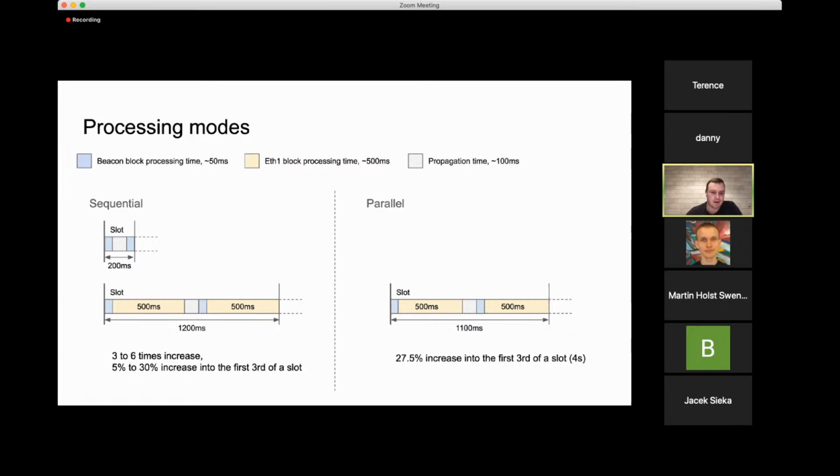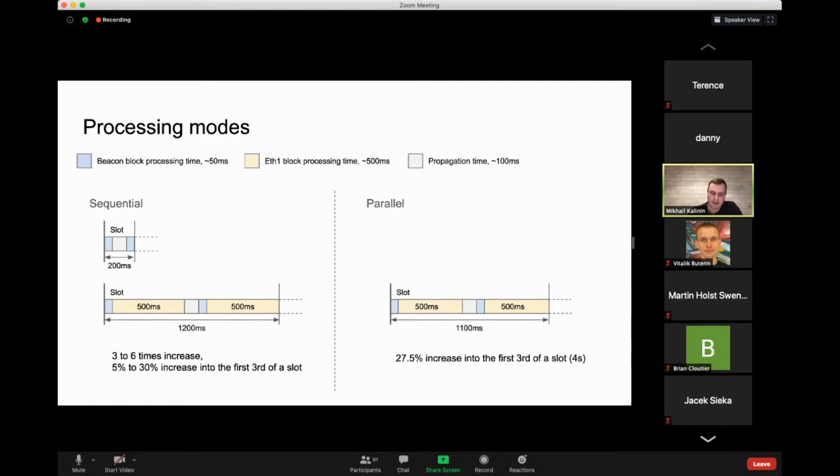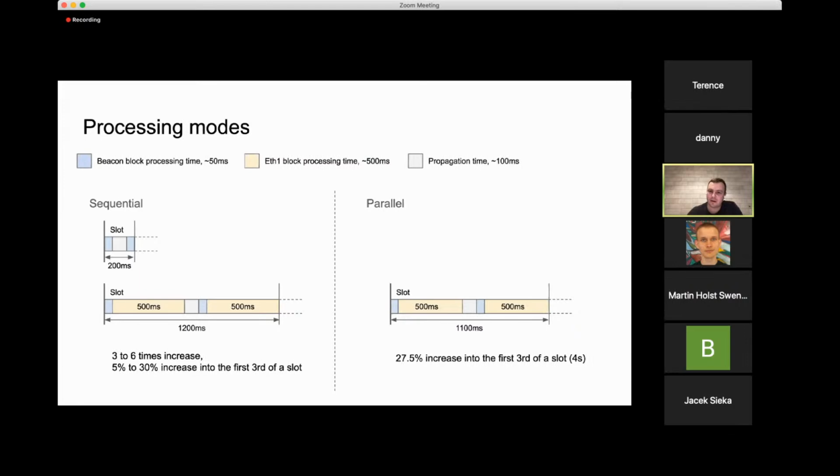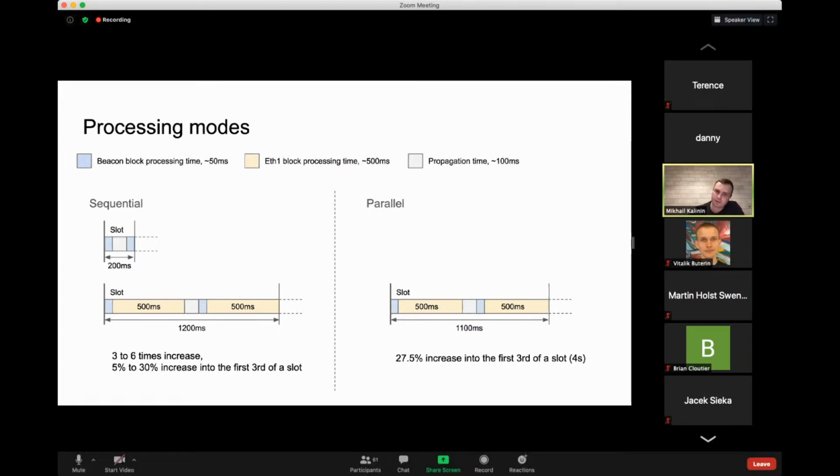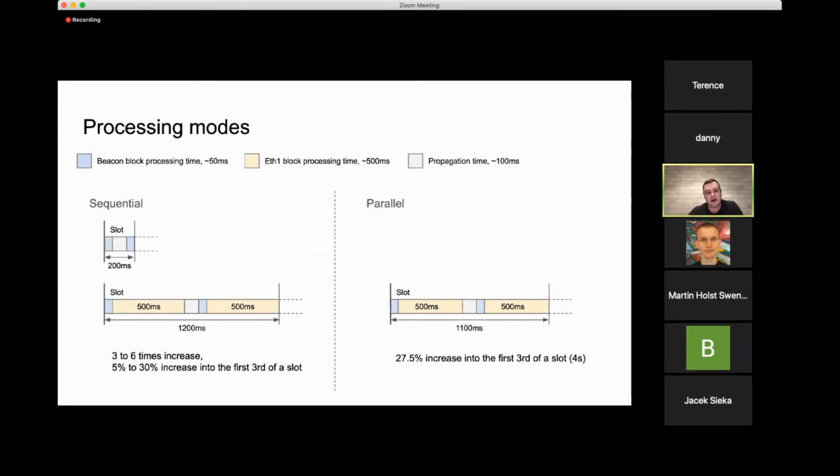If we take these numbers, we see a 30% increase, a 30% increase, a 25% increase of this time, but it's just 30% of the whole 4 seconds, which are dedicated to this first part of the network activity in each slot. And even if we say that Eth1 block processing will take 1 second, and beacon block processing will take 100 milliseconds, and we increase the propagation time up to 500 milliseconds, which should be pretty fine, we will have slightly less than half of this first third of the slot time in advance.